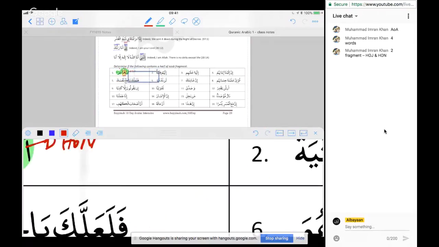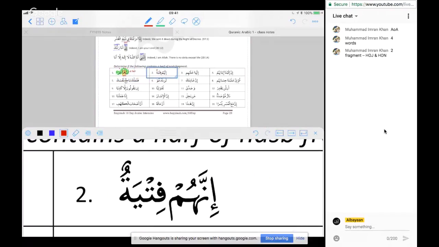Let's look at number two. We're looking at innahum, which is inna and hum, one word and two, and then fithiyatun is the third word. So in this case, we have innahum as a harf of nasab fragment, because we have inna and hum is an attached pronoun, right? So in this case, this hum is nasab. It's not jar.